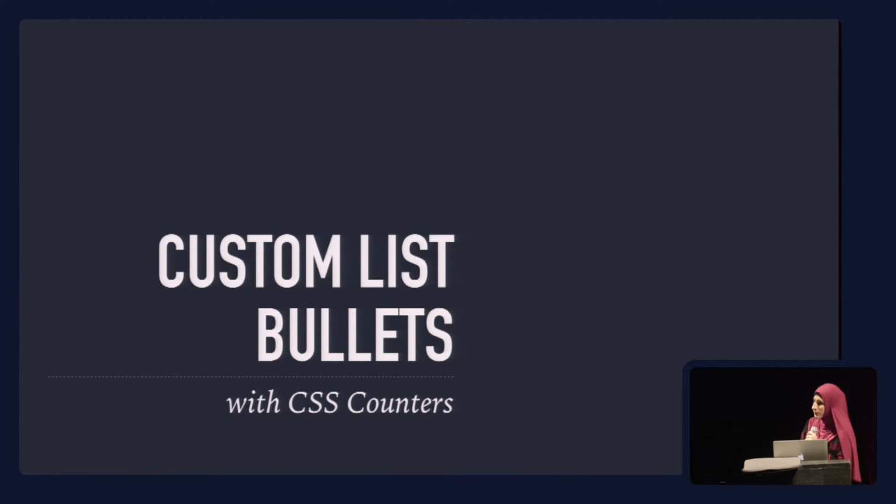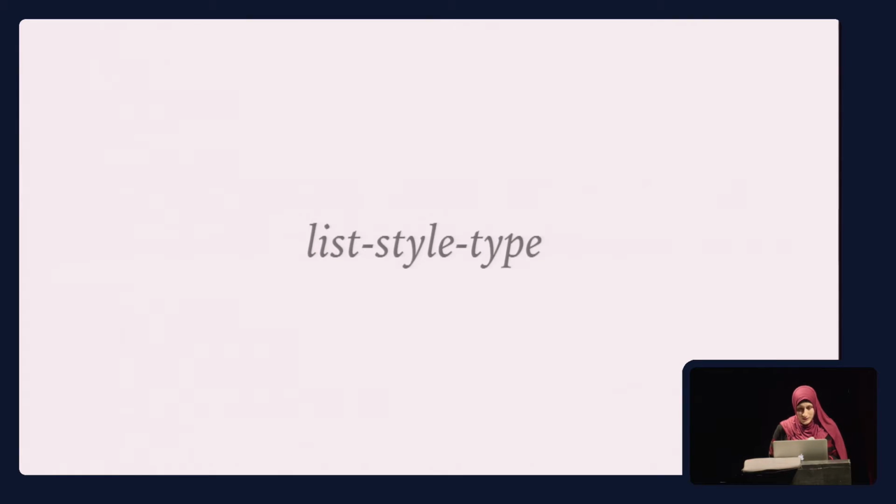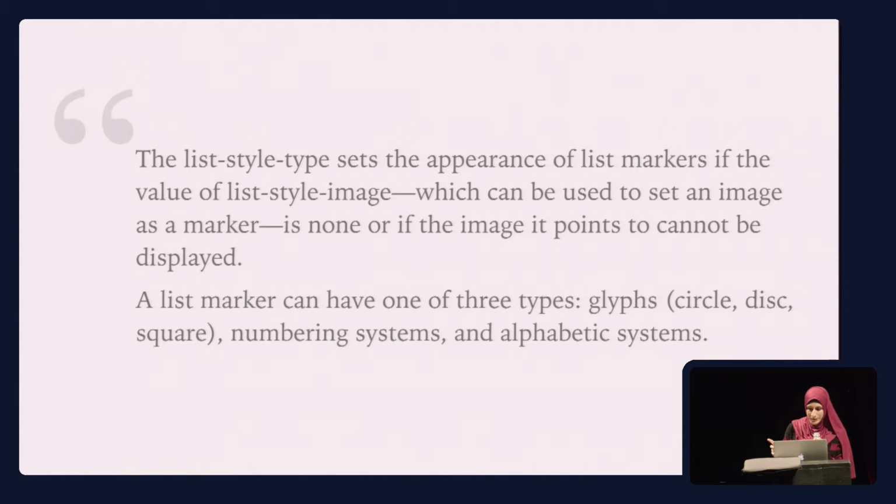Custom list bullets. Now, Mark mentioned CSS counters in his talk, and this is exactly what we're going to be using here, and I just spoiled this entire section. So in CSS, you can specify the bullets of a list, an ordered list or an unordered list, using the list-style-type property. The list-style-type sets the appearance of list markers. They're called list markers if the value of the list-style-image is not valid or if it doesn't display.